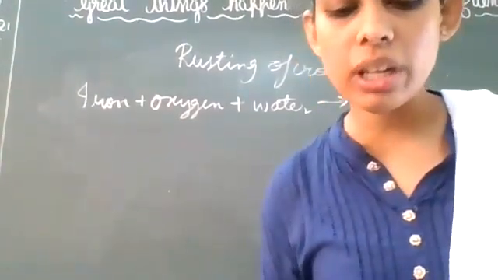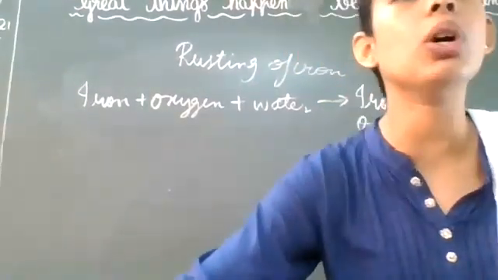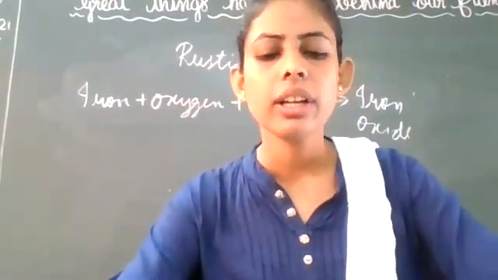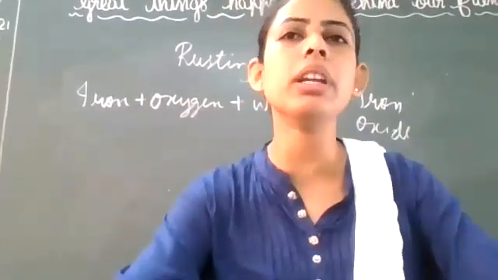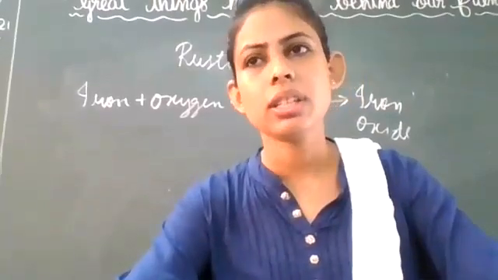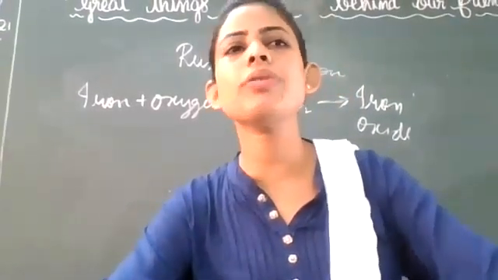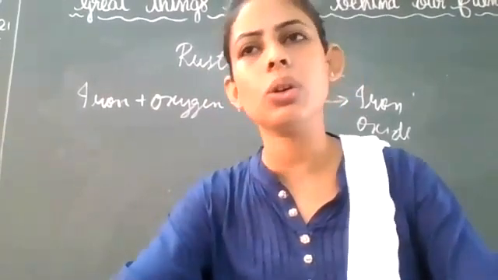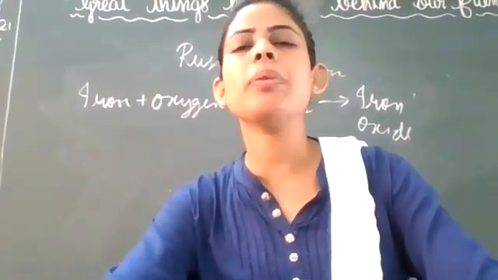Now coming to the next one. Please underline: for the rusting process, the presence of both oxygen and water is essential. Clear? Whenever the moisture is high, the process of rusting will be fast. If there is less moisture, for example in dry areas, the rusting process is slow. Now next is how we can prevent rusting.